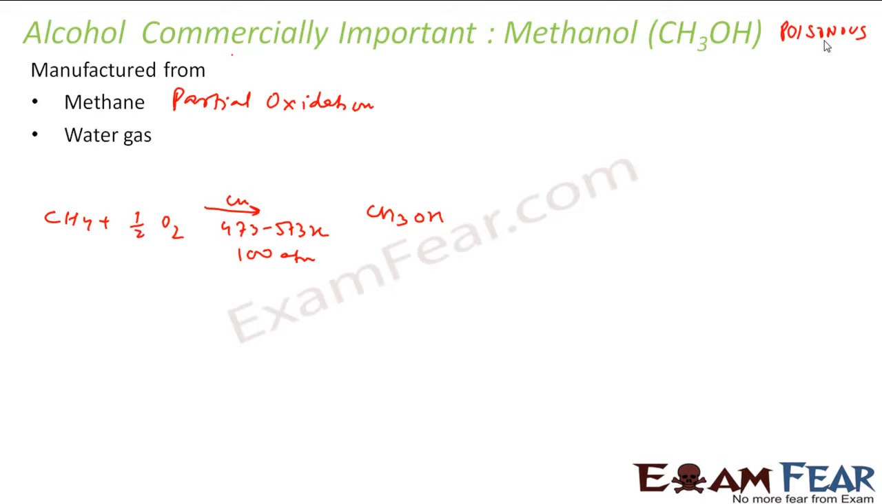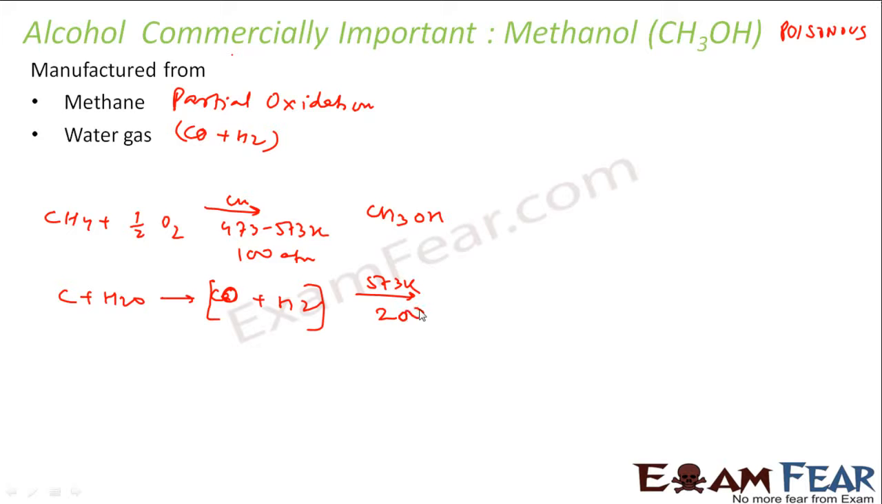The next is water gas. Water gas is nothing but CO and H2. To form water gas, you take red hot coke and put some water on it. So by action of steam on red hot coke you get water gas. You have this hot carbon, you get CO plus H2. This total is called water gas. Now when you heat this at 573 Kelvin at 200 atmospheric pressure, you get CH3OH.